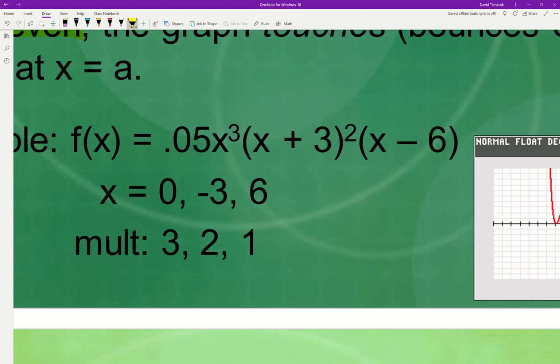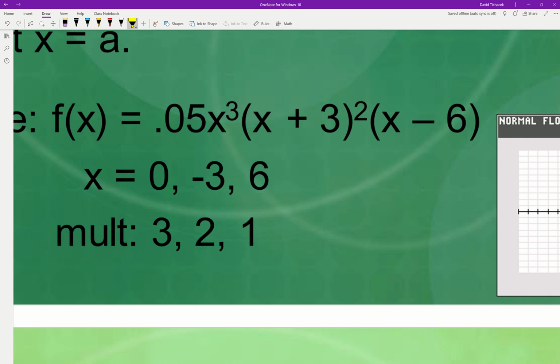So if we take a look at an example of that, f of x is equal to this function formula here, already factored for you, you'll notice that the multiplicities are stated in the exponent of these factors. Keep in mind the factor x minus 6 has one copy of it, so we would state that the multiplicity is 1 on that 0 of 6, the multiplicity is 2 on that 0 of negative 3, and the multiplicity is 3 on that 0 of 0 itself.